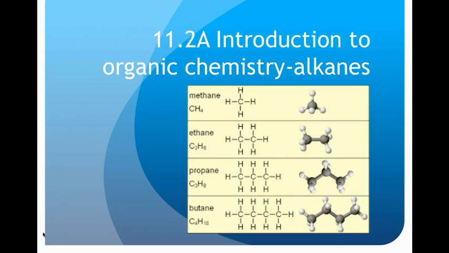We will now discuss topic 11.2a, Introduction to Organic Chemistry, Alkanes. On this title slide, you see a group of alkanes. They are the first four alkanes in a series of alkanes called a homologous series. If you'll note, all of them have single bonds between the carbons and single bonds between the carbons and the hydrogens.